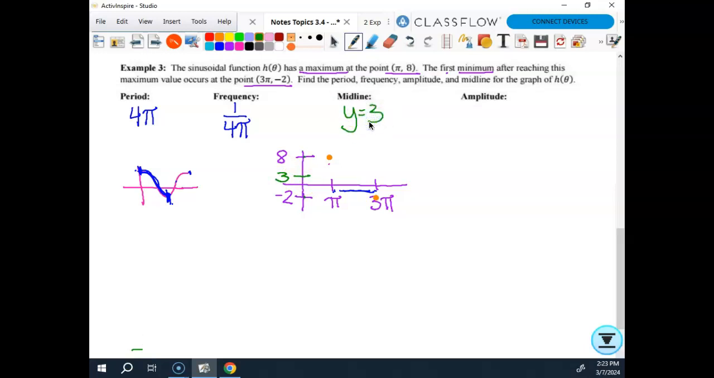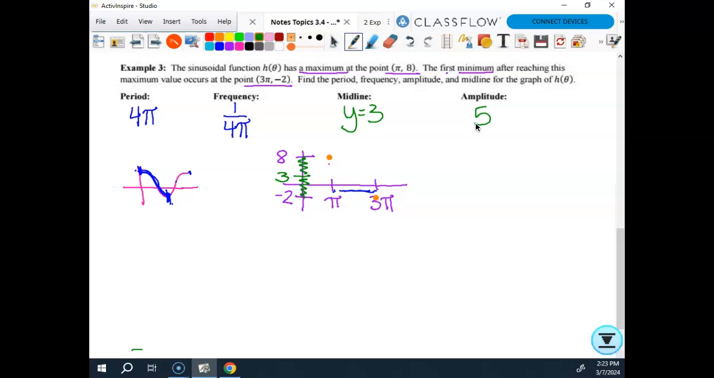Now, I heard somebody say 5, and I've heard 5 all day. The distance between this and this is 10. And half that distance is 5, but that's not the midline. That's this, which is what? The amplitude. This distance is 5, and this distance is 5. That's the amplitude. Okay? So you see the difference between that?